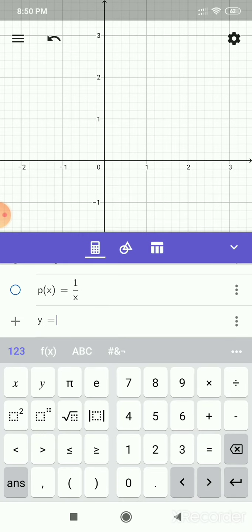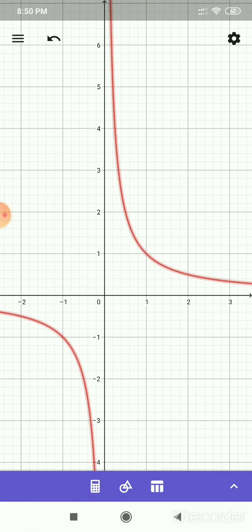y is equal to 1 by x. I am taking the function y is equal to 1 by x. Can you see the graph? The graph doesn't touch the axis. 1 by x is not defined when x takes the value 0. It is clear from the graph that at x equal to 0 the graph is not defined.